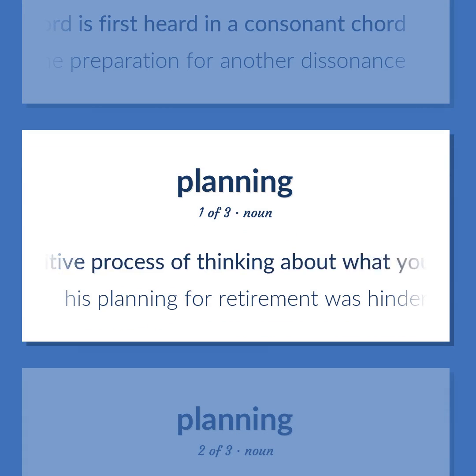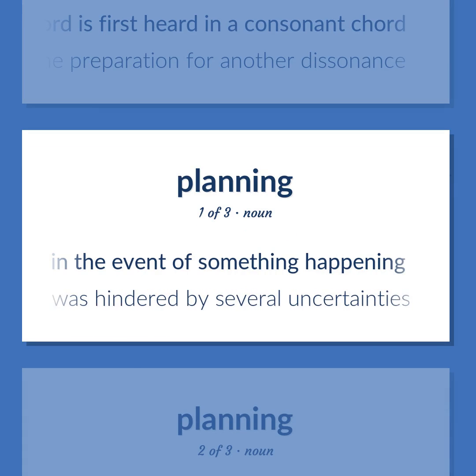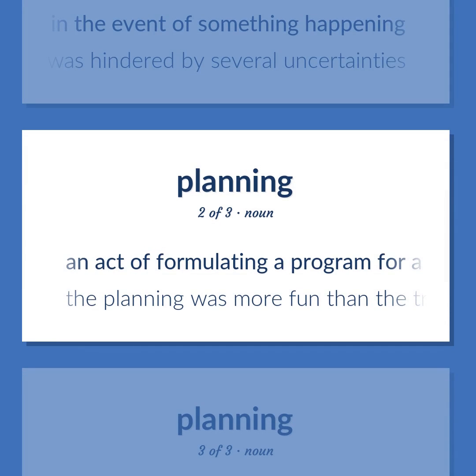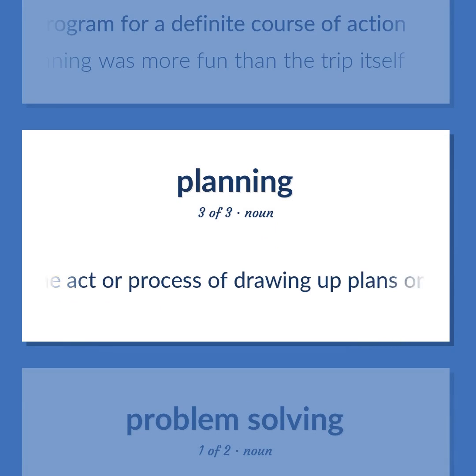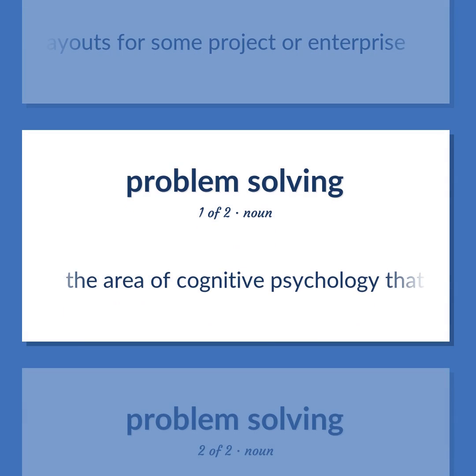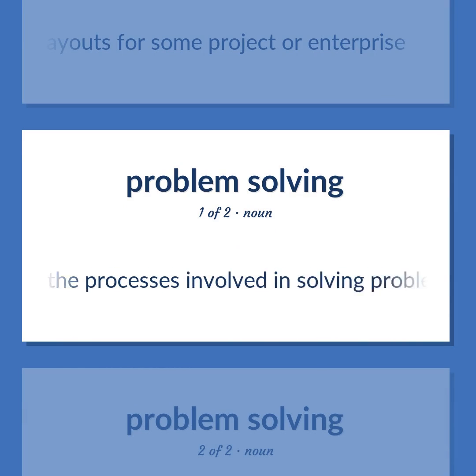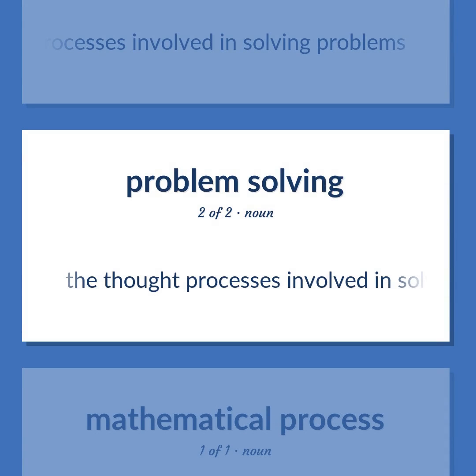The cognitive process of thinking about what you will do in the event of something happening. His planning for retirement was hindered by several uncertainties. An act of formulating a program for a definite course of action. The planning was more fun than the trip itself. The act or process of drawing up plans or layouts for some project or enterprise. The area of cognitive psychology that studies the processes involved in solving problems. The thought processes involved in solving a problem.